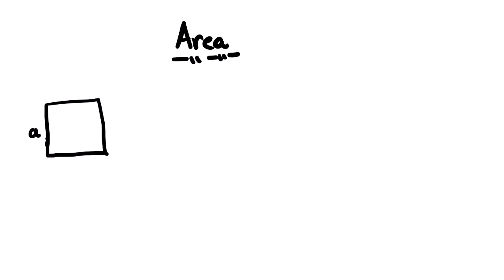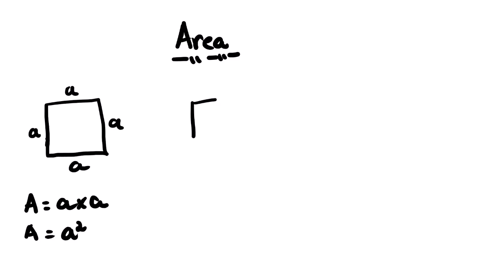We know that the properties of a square is all the sides are the same. And then to calculate the area, we simply need two sides. We need this side multiplied by this side. So it means the equation to calculate the area of a square is a multiplied by a, which will give us a squared. And then for a rectangle, we know that we have the height and the length.